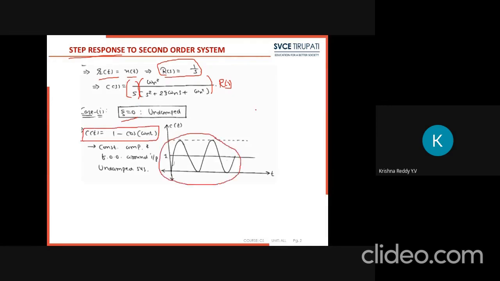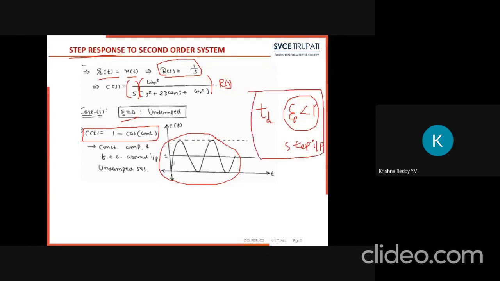We calculate the time domain specifications when zeta is less than 1 and the system is subjected to the step input. Why do we calculate the time domain specifications only for the underdamped system subjected to the step input? The impulse signal is available only at time t equal to 0. As t tends to infinity, the impulse input is not available.